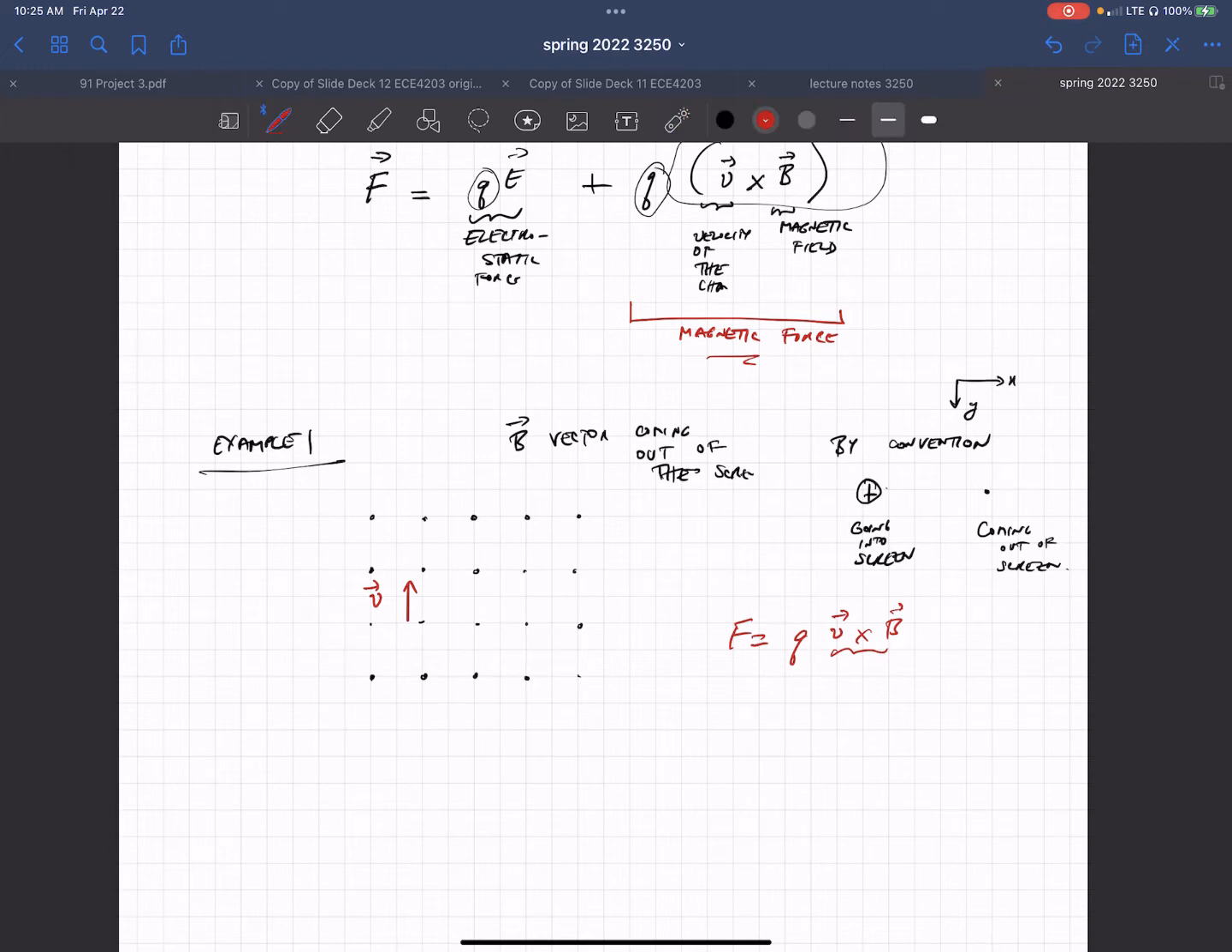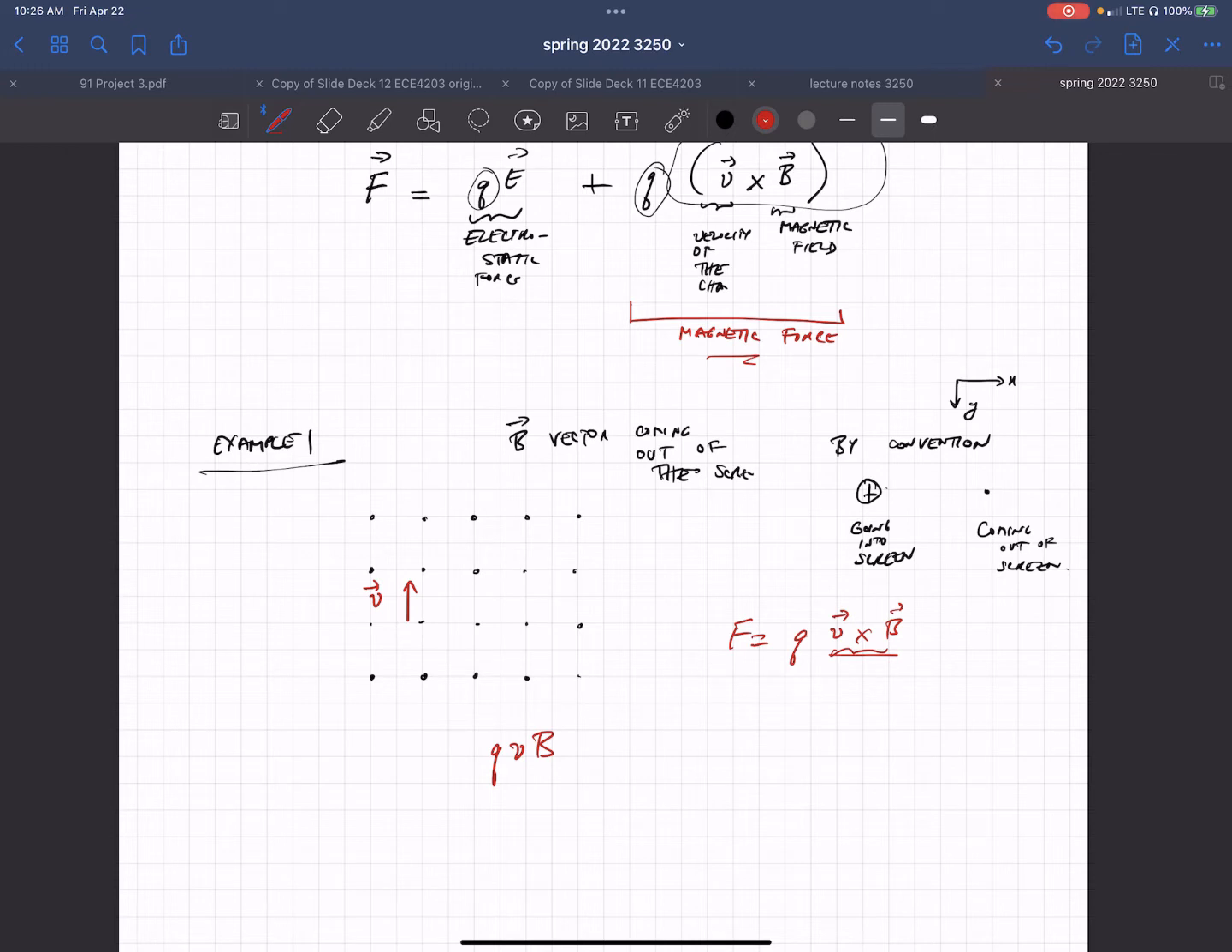And because everything is at right angles, the V cross B is at a right angle here, so the force is going to be QV times B. Now, it turns out in a situation like this, a lot like a gravitational rotation type of thing, because the force is always perpendicular to the direction of the velocity, the particle never speeds up or slows down.